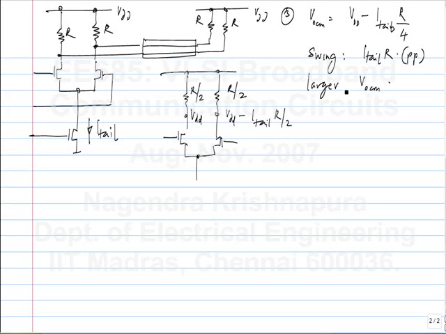Okay, larger. This has a larger common mode voltage, so you can accommodate a larger swing. Is this point clear? Basically, you can have a larger I tail times R while keeping the transistors in saturation region, and I tail times R is just the swing. So you can have a larger swing.